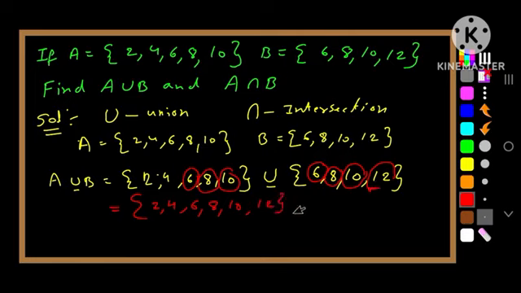So this will be our answer of A union B. The thing which you have to remember is that the elements which are occurring again and again, 6, 8, 10, are again and again occurring. So simply you have to write them only one time. So this is for A union B.